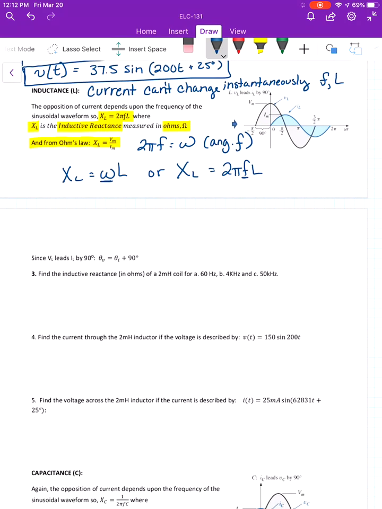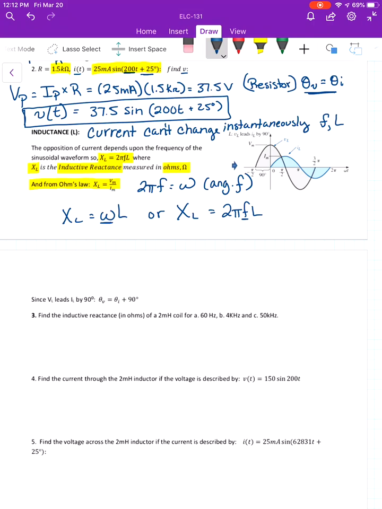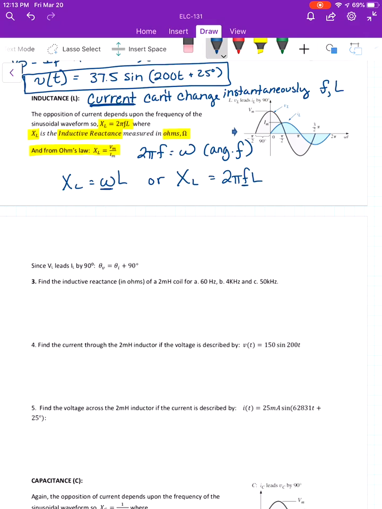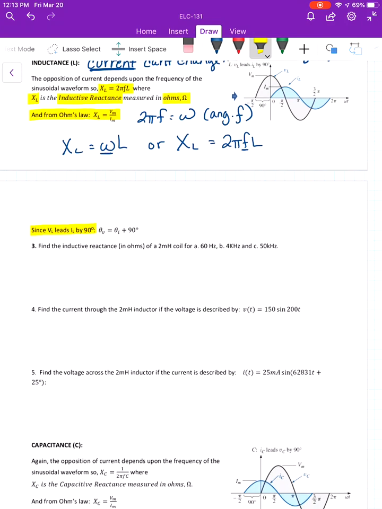Okay, and then keep in mind that since current can't change instantaneously, our current's always going to be behind the voltage. So we see that the voltage leads the current by 90 degrees for an inductor. So what that means is our phase shift for our current is going to be 90 degrees behind the phase shift for the voltage, whatever that happens to be.